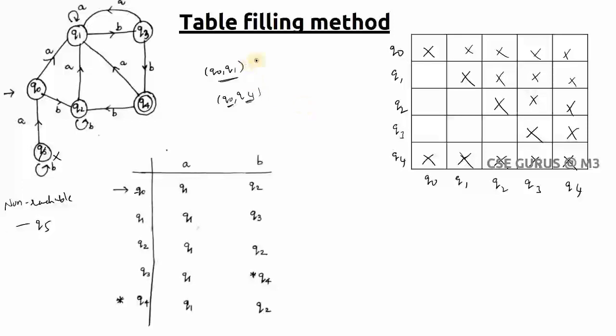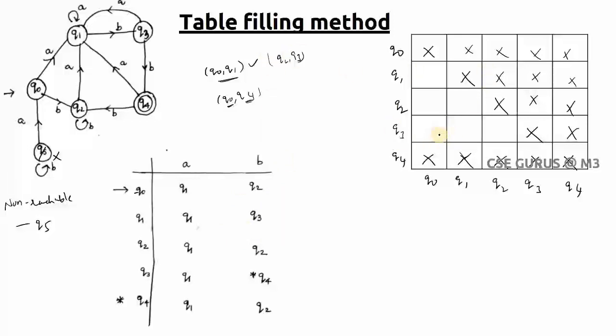The cell is Q0, Q1. Check what is Q0 to A and what is Q1 to A, because we are taking this pair now. Q0 to A, Q1 to A, both are the same, then ignore. I am ignoring that. And Q0 to B, Q1 to B, I need to check. Q0 to B is Q2, Q1 to B is Q3. Now what is the resultant pair you are getting? Q2, Q3. So the pair is Q2, Q3.